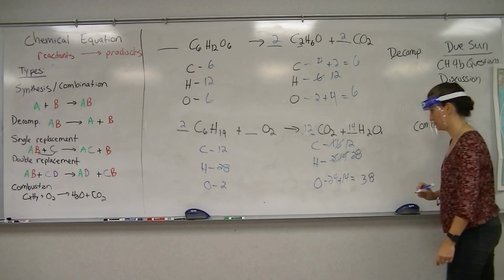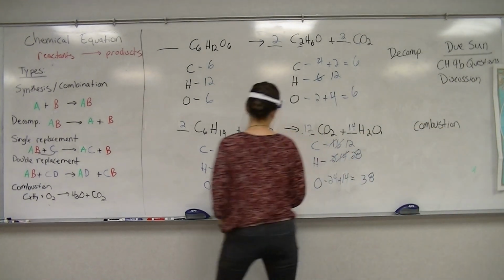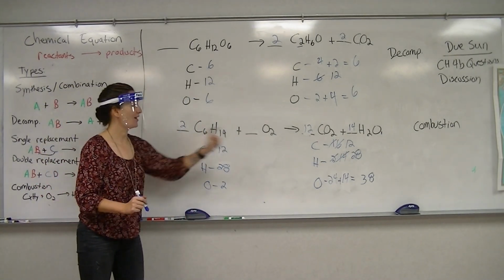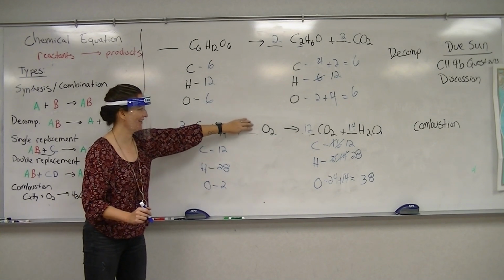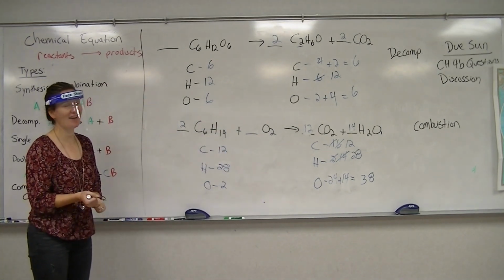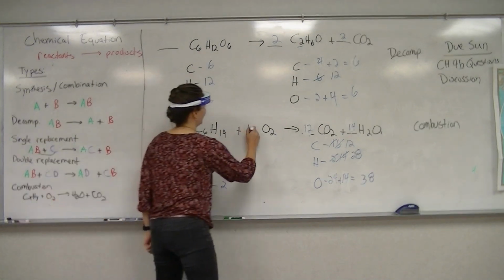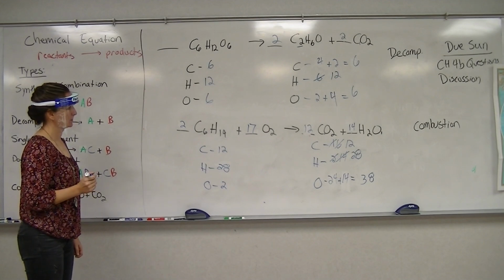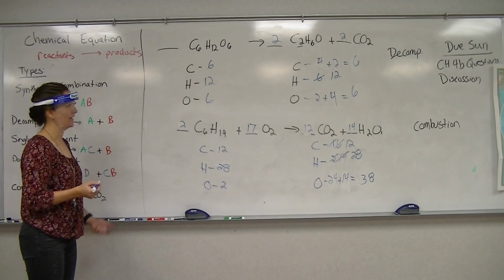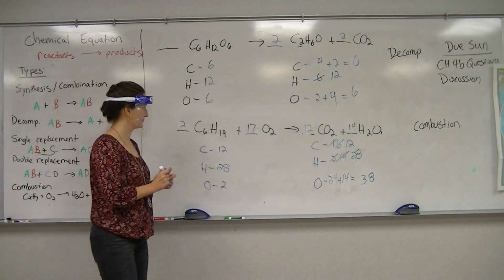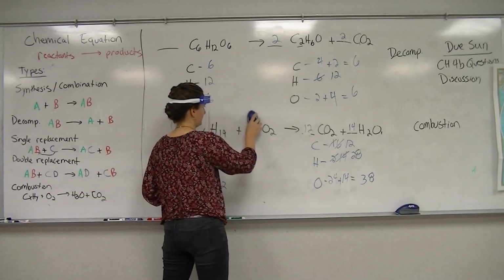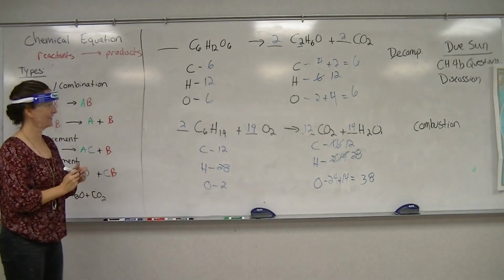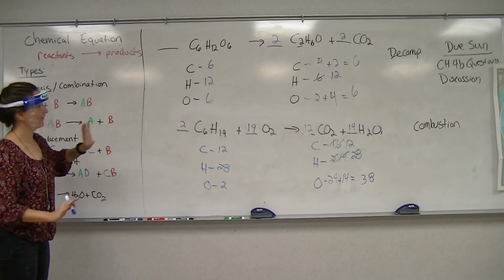38? Okay. So carbons are good, hydrogens are good, oxygens are even. So what number do I need here that I can multiply by 2 that gets me 38? I honestly have no idea. Is it 17? Is it 19? Oh, 17 would be 34, wouldn't it? 19 it is. So now it's balanced, with big numbers.